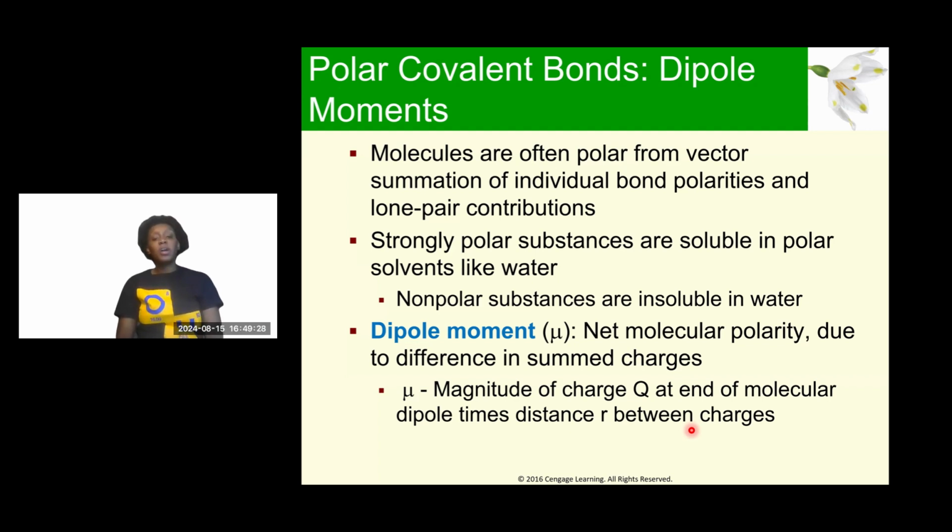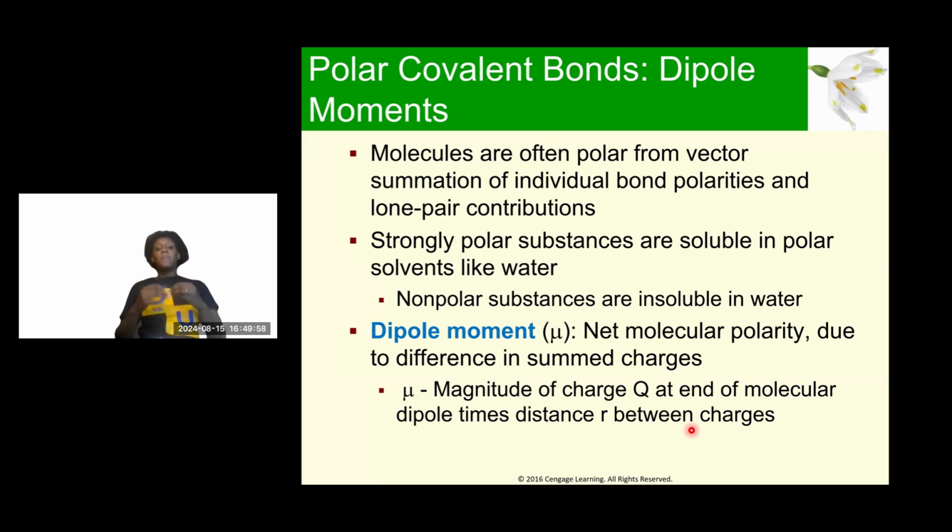Okay, so now we're really talking about the dipole moment. So what does that mean? Well, what that means is you're looking at the sum of the individual bond polarities and lone pair contributions. So the overall dipole moment of the molecule is a combination of all the different bonds as well as the electrons that are going on in the molecule.